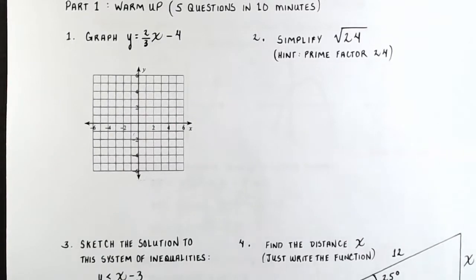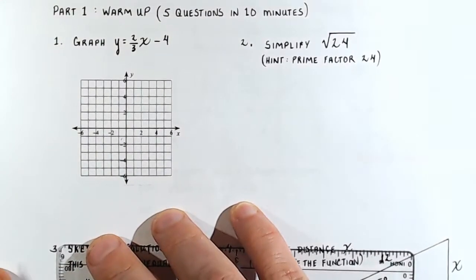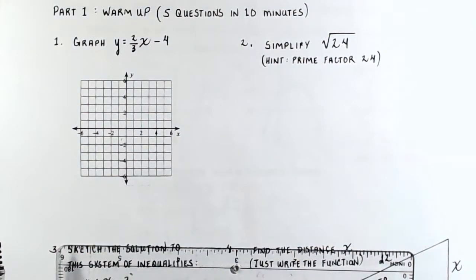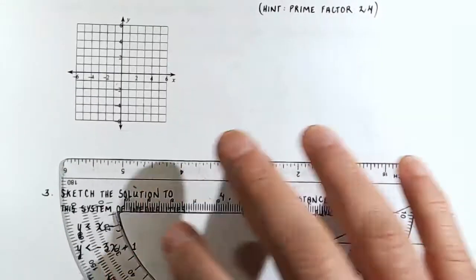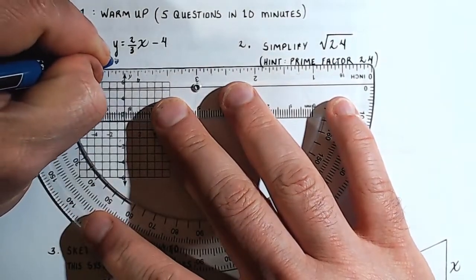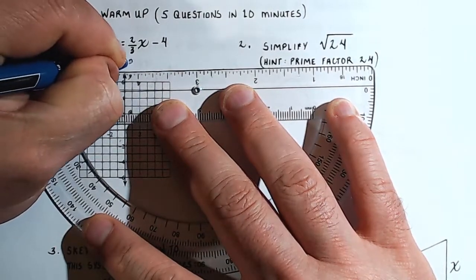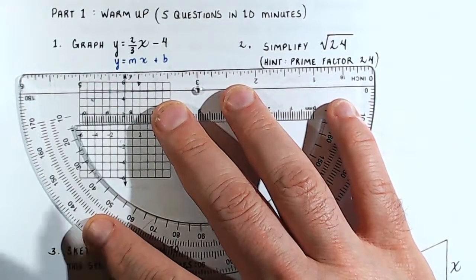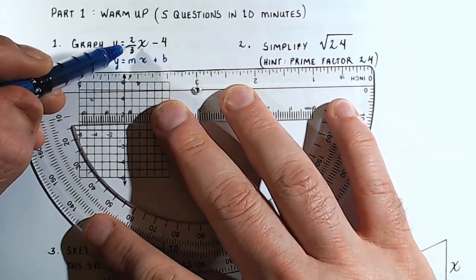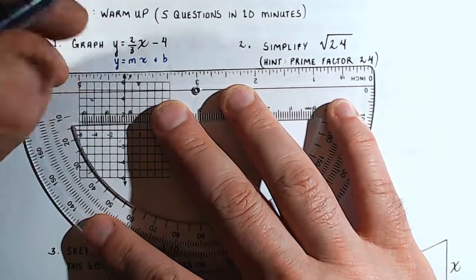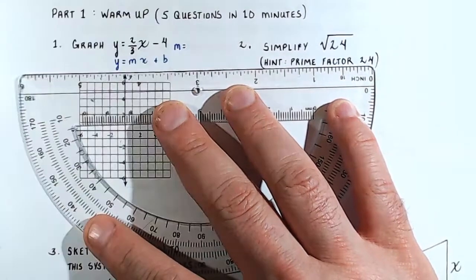So let's get started. The first question asks us to graph this linear equation, y equals 2/3 x minus 4. First, let's recognize that this equation is in the form y equals mx plus b. That's called the slope-intercept form. And when we have the slope-intercept form, we know that m is the slope and that b is the y-intercept. So the slope m equals 2/3.